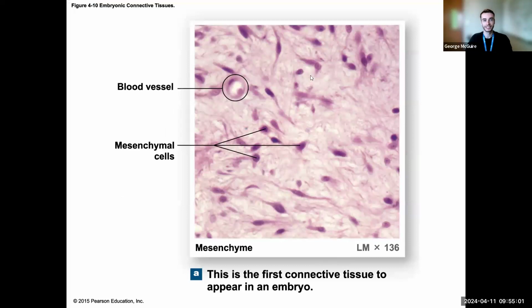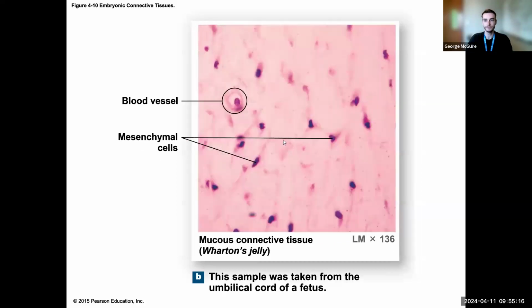So these next couple slides are showing the first types of connective tissue that show up in embryo. So you can see our mesenchymal stem cells that are going to be producing a lot of the cells that will eventually differentiate and form the mature versions of these tissues, and blood vessels starting to form here. It's another view of that same thing as it's getting more mature, essentially.